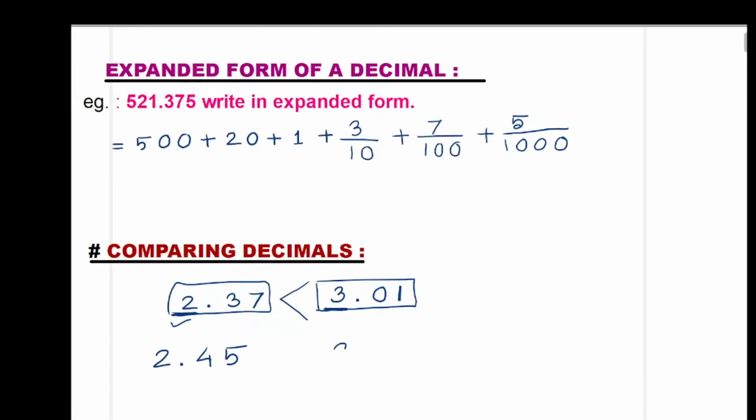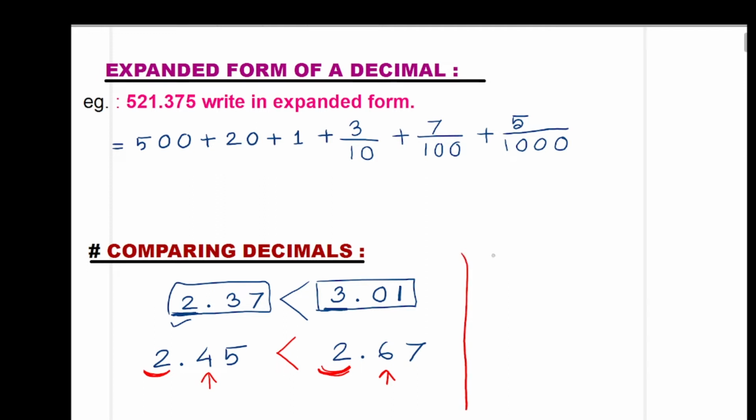Okay. But if it is given like that, 2.45 and 2.67. Now see, before the decimal here also 2, here also 2. Okay. Then for that purpose we have to compare the decimal part. Now see, here it is 4, here it is 6. Which one is greater, 4 or 6? Definitely 6 is greater. So which symbol will come? Less than. So when the integral part is different, then we have to compare the integral part only. If the integral part is same, then we have to compare the decimal part from the tenths place.